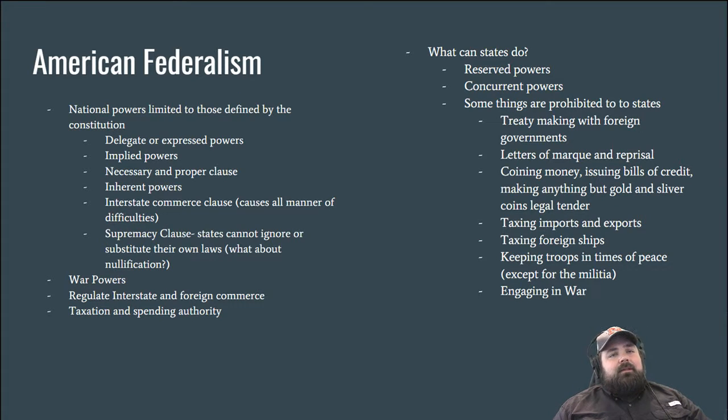So what we really need to look at at this point is how the American system itself enacts federalism. What does our uniquely American federal system look like? So we have divided up power between what this nation can do and what the states can do. So national powers, the powers of the central government, the federal government, are very much limited by the United States Constitution. So within the United States Constitution, there are certain powers that are given to the federal government. The first category of these, what we call the delegated or the expressed powers.